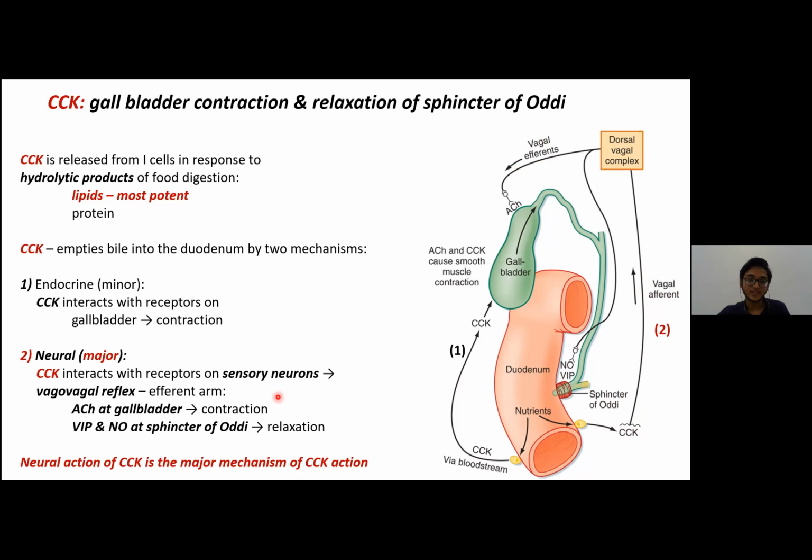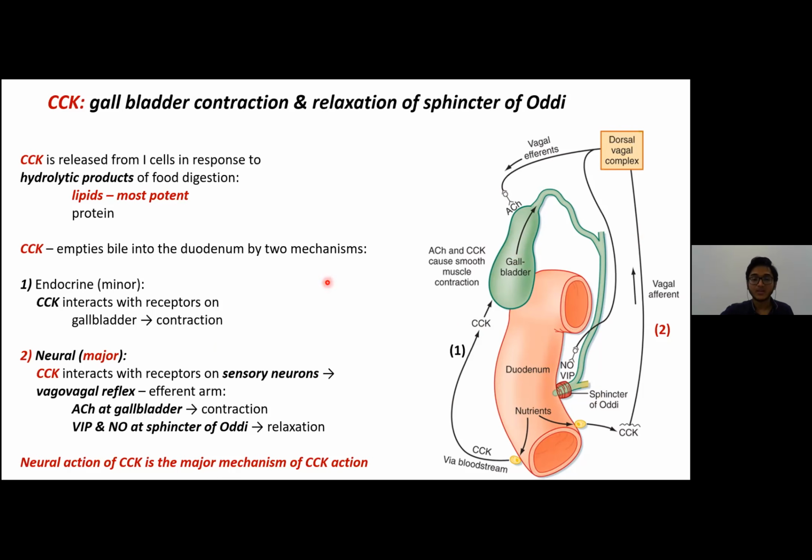In this vagovagal reflex, aren't these neurotransmitters the same for the entire GIT? Yeah, but again, you need to know them. Doesn't mean they're not important, right? So nitric oxide and VIP dilate; acetylcholine and substance P contract, right? Remember that? So you need to know these two. Acetylcholine causes contraction, because I remember in our GI exam, this was a question.